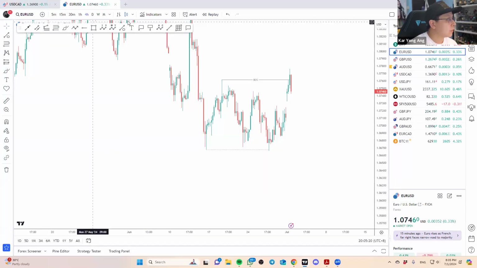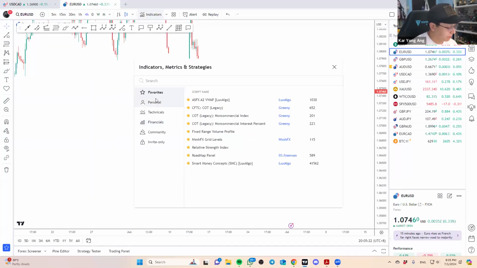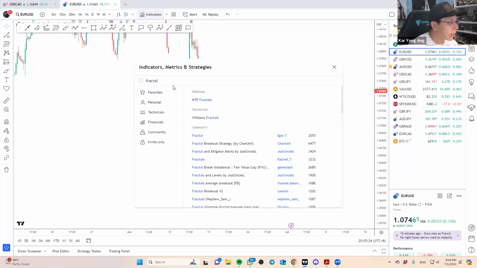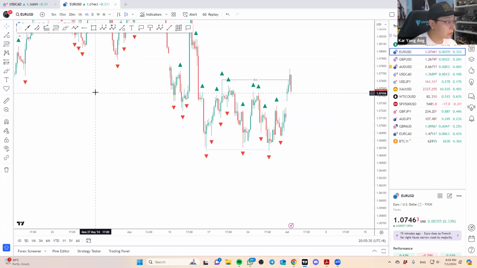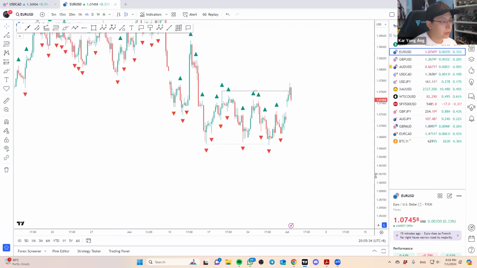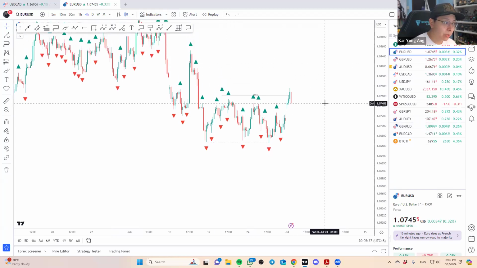If you're using TradingView, you can go to the indicator search bar and type fractal. You can use the Williams Fractal to help you identify them. It's not the best, but it helps you a little bit.